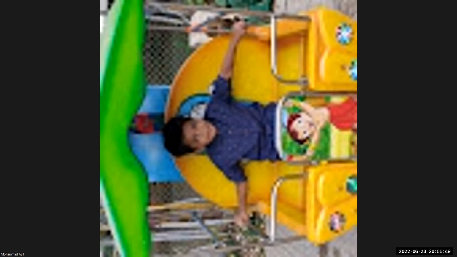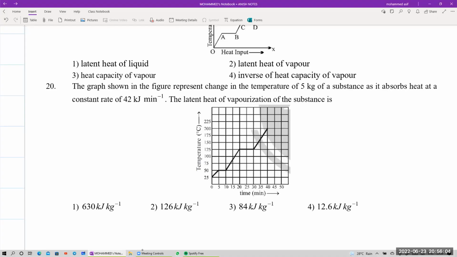See this question. Graphical question. Sir, screen share is off. See this one. Yes, sir. See this question. Read it. Question number 20. Are you able to see the screen?